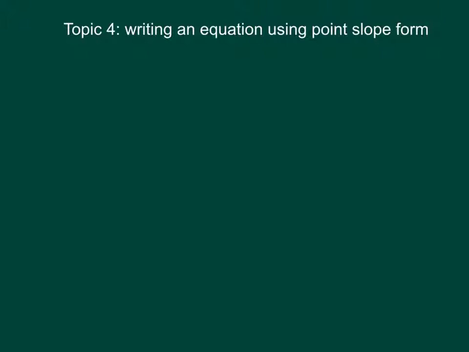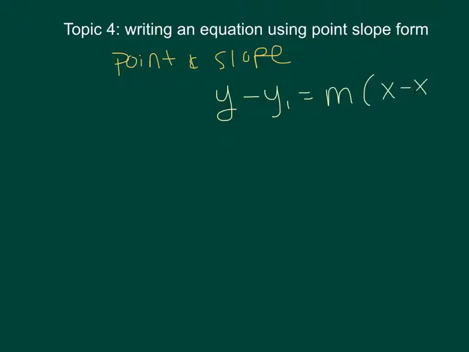Okay, so topic 4 is actually my favorite form, which is point-slope form. The reason why I love this form so much is that you can use this anytime that you have a point and a slope. So let's do an example problem. Well, first let's talk about the form. The form is, if you remember, and you should know this, y minus y1 equals m times x minus x1.